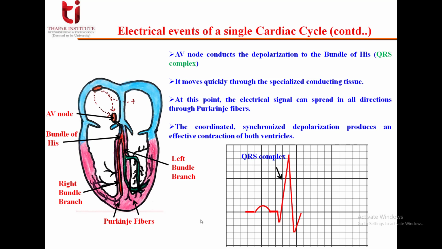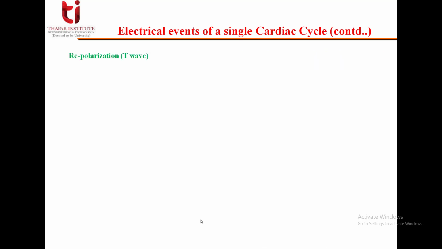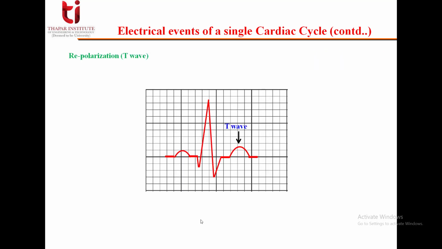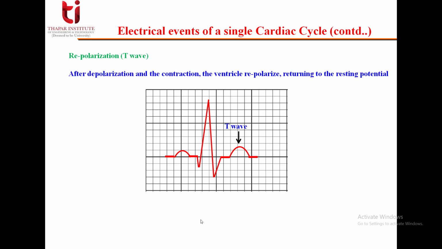Now they have to come back to the resting potential. It has to come back to its original state. So that is repolarization, and first it corresponds to the T wave. So after depolarization and contraction, the ventricles repolarize. That means it will again come towards the negative side of the cell potential. So the ventricles repolarize and return to the resting potential. So this was the complete cycle, or we can say the electrical events associated with a single cardiac cycle. Now let's have a look at the combined procedure.